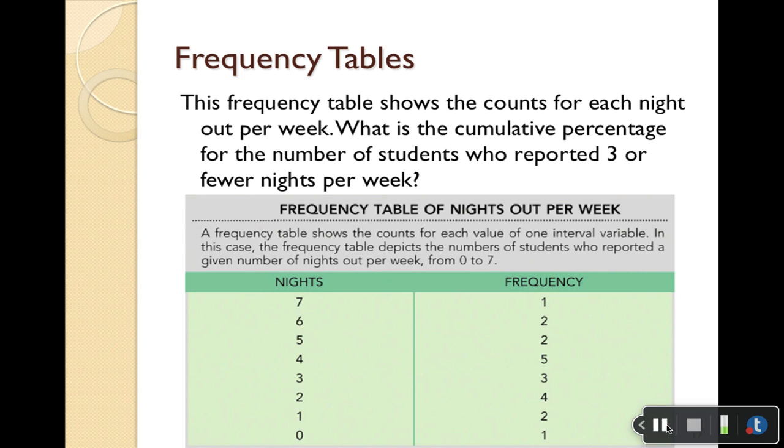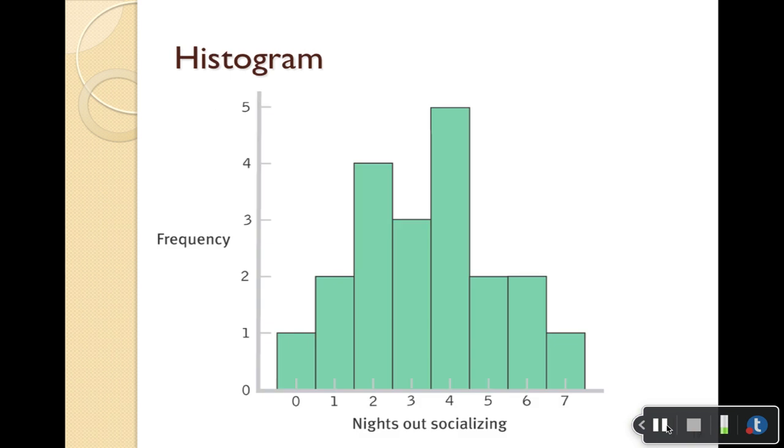This frequency table's already done a nice job of organizing the data and making it easier to look at, but sometimes we like to have a visual picture of what our data look like. So in this case, we could use a histogram. So a histogram is like a bar graph that's used to display interval data. So the values of the variable go on the x-axis. You can see here the number of nights out socializing, and then the frequencies go on the y-axis.